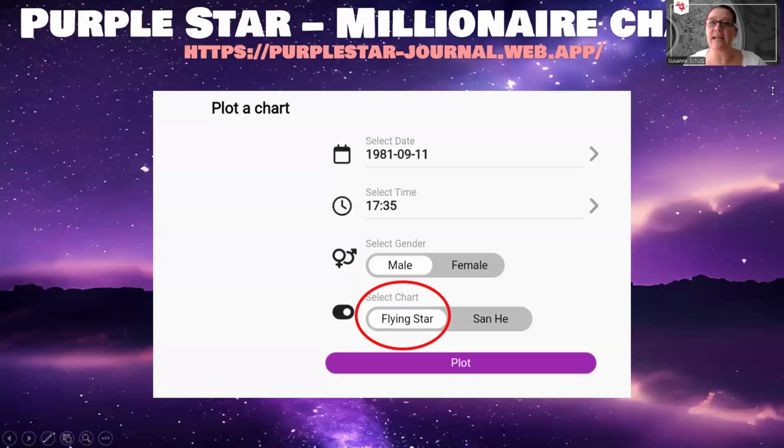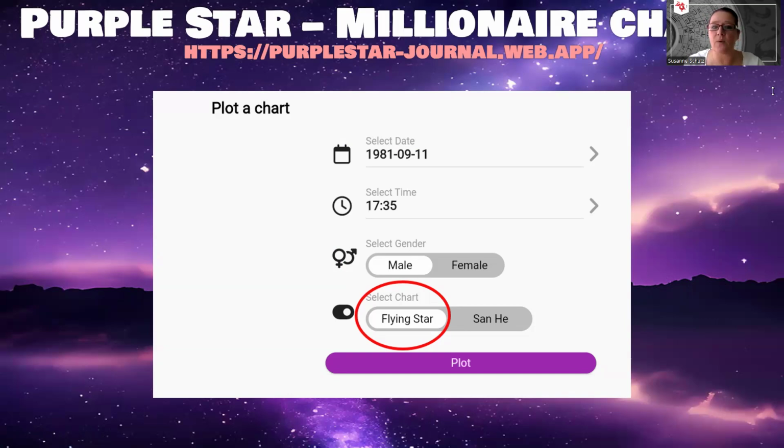You can go to the link here that's on the screen, and I'll also post it in the description to the video. Now to plot the chart, just use your regular date and time of birth. The plotter will automatically convert it to the lunar time, yeah? So you don't have to worry about it. What is important though is that you select your time of birth. Without the time of birth, you will not get the correct chart. And so this is rather important.